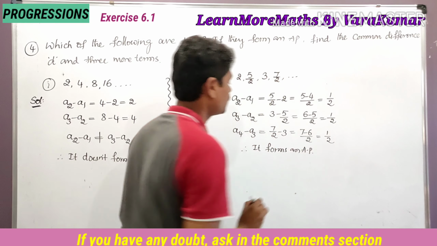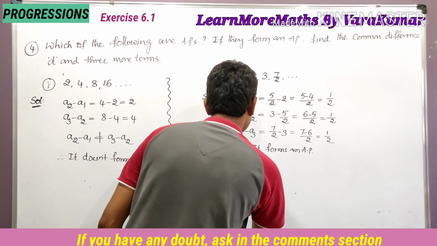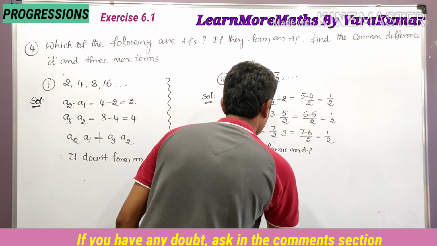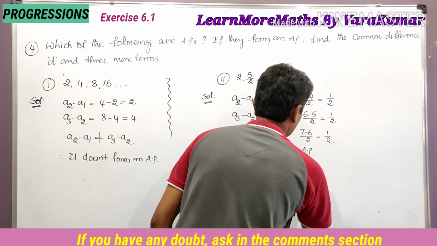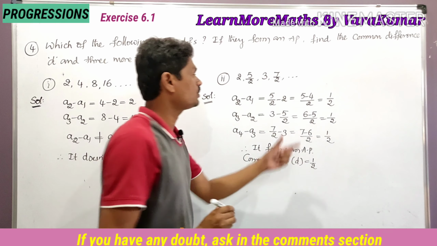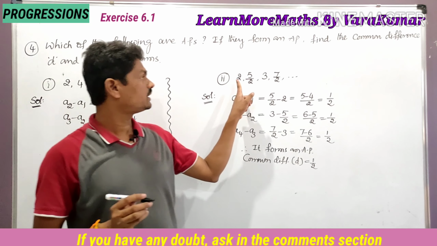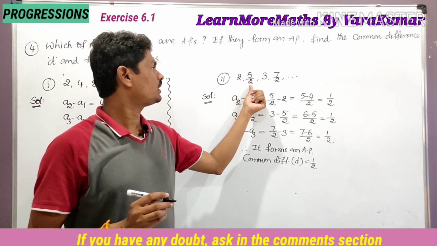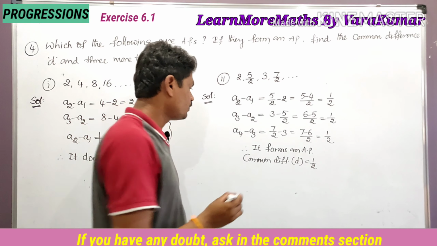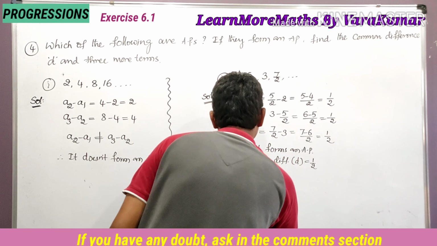If it forms an AP, we are asked to find the common difference D, which is equal to how much, student? 1/2. Then we are asked to find three more terms. How many terms are there here? 1, 2, 3, 4. That is A1, A2, A3, A4. So for three more terms, we have to find A5, A6 and A7.